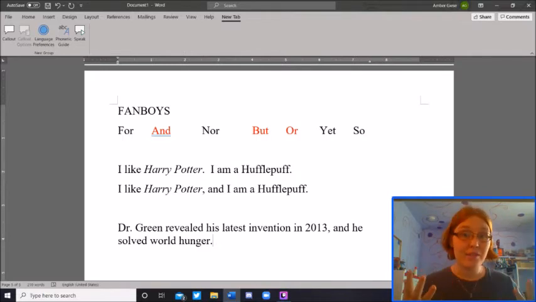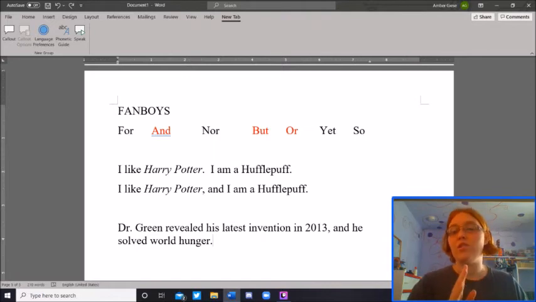Basically, the way to test if you're using this one correctly is just to say, hey, can I take that comma and that fanboy and just take them out? Can I replace both of those with a period? If you can, then you've used it correctly. Awesome. You just put that right back and you're done.